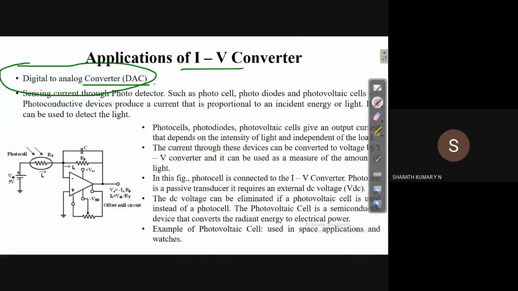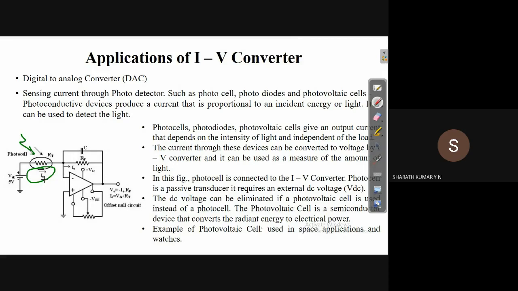Sensing current through a photodetector, such as photocell, photodiodes, and photovoltaic cells. Photoconducting devices produce a current that is proportional to the incident light energy. In the case of photocells, and especially in solar panels, as the sunlight falls on the panels, photocells generate current. So the output is always a current from the photocells.